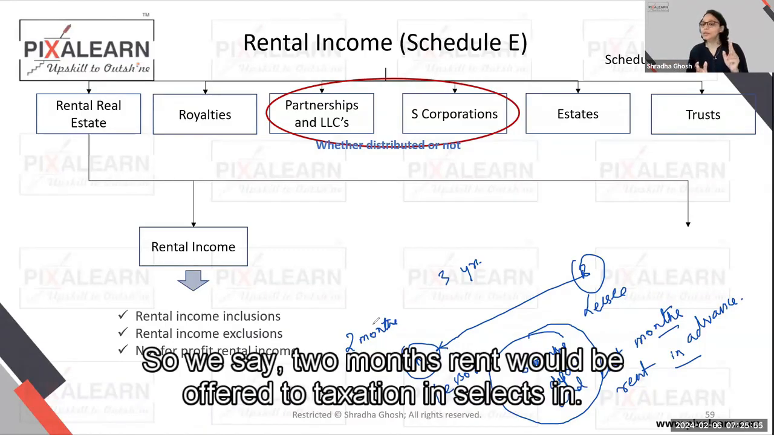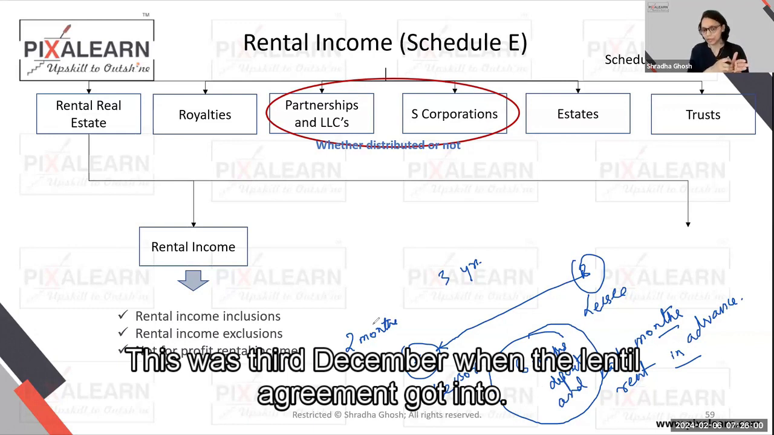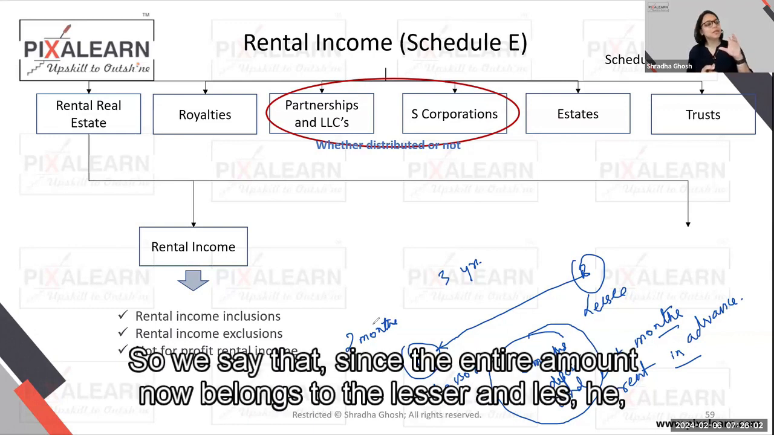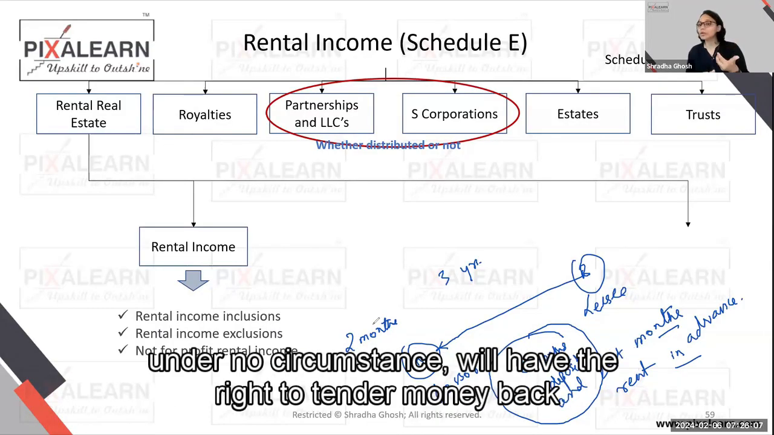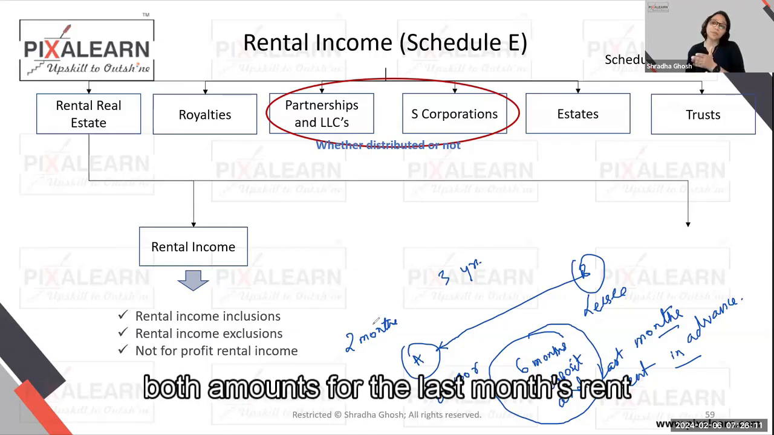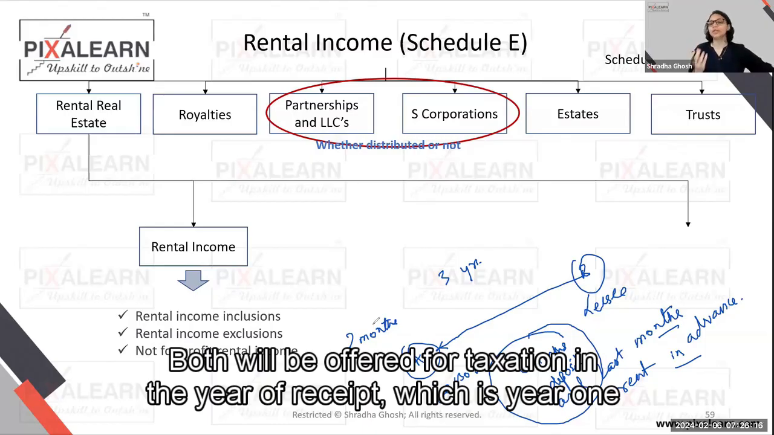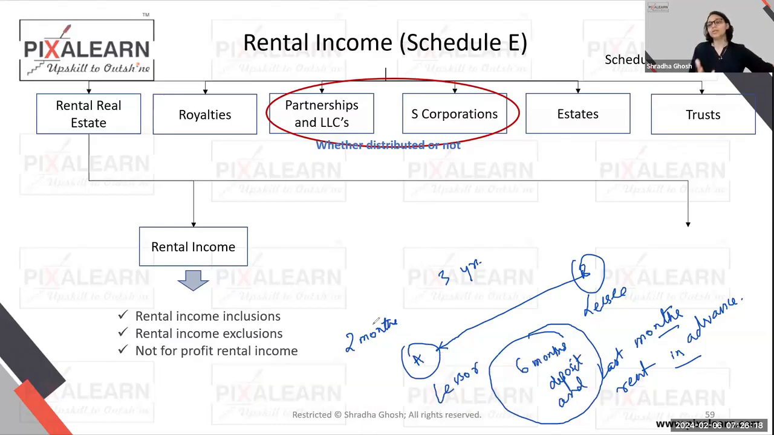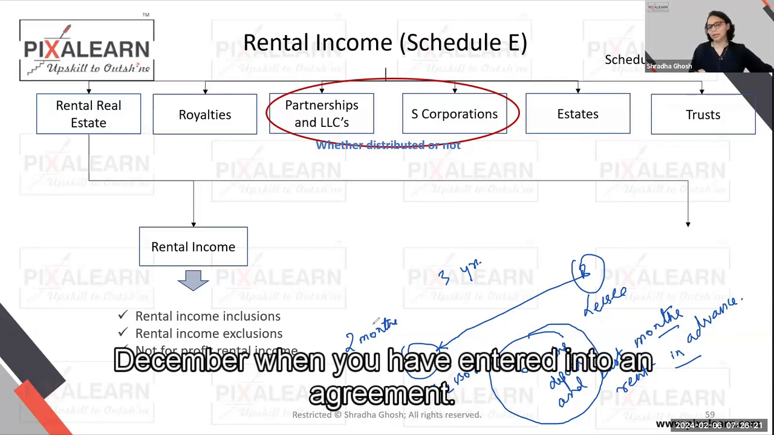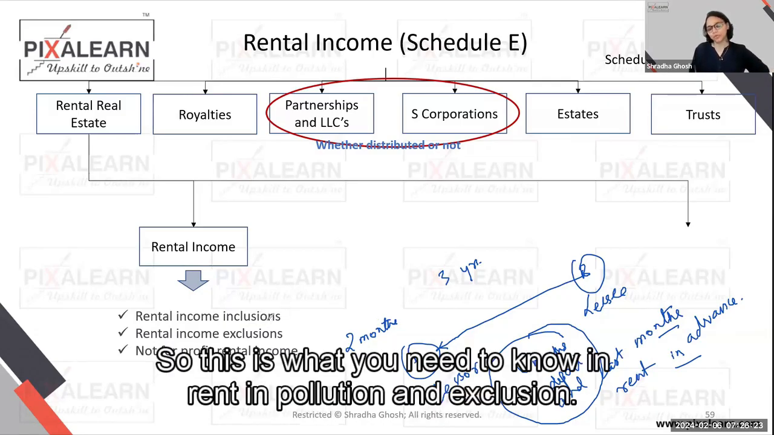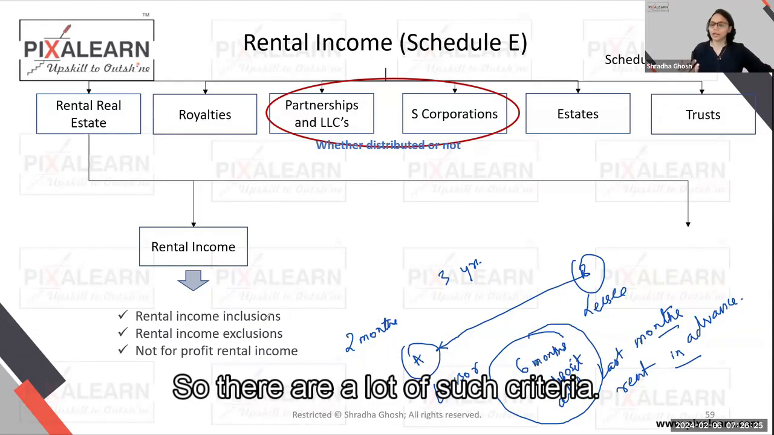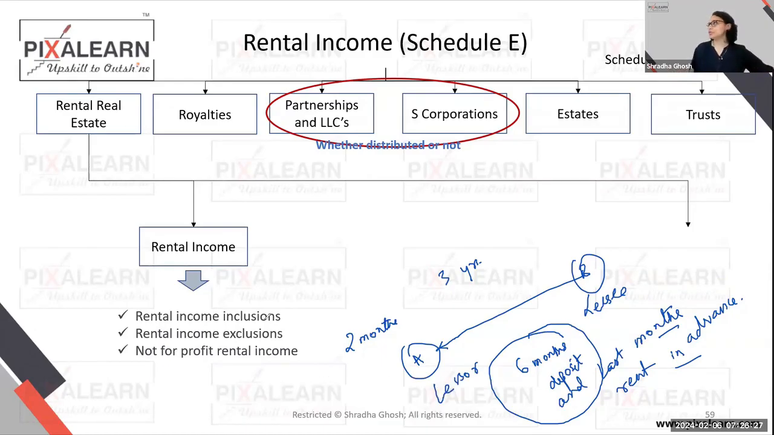So we say 2 months rent would be offered to taxation. Let's say this was December when the rental agreement was entered into. Since the entire amount now belongs to the lessor, and the lessee under no circumstance will have the right to get that money back, both the amounts, for the last month's rent and for the current month's rent, will be offered for taxation in the year of receipt, which is year one, December, when you've entered into an agreement. Okay, so this is what you need to know in rent inclusion and exclusion. There are a lot of such criteria: what is included, what is not included.